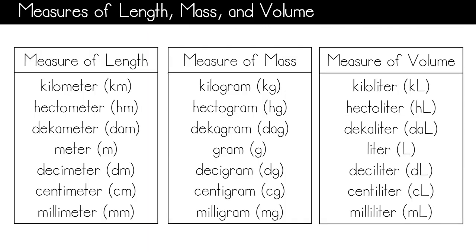Here I just listed out the measures of length, mass, and volume. Under length, you have kilometer, hectometer, decameter, meter, decimeter, centimeter, millimeter. Under mass, you have kilogram, hectogram, decagram, gram, decigram, centigram, milligram. For measure of volume, you have kiloliter, hectoliter, decaliter, liter, deciliter, centiliter, and milliliter.